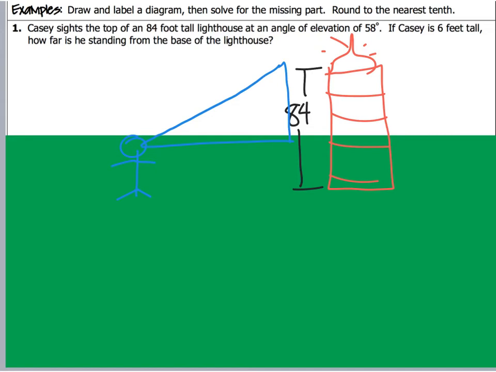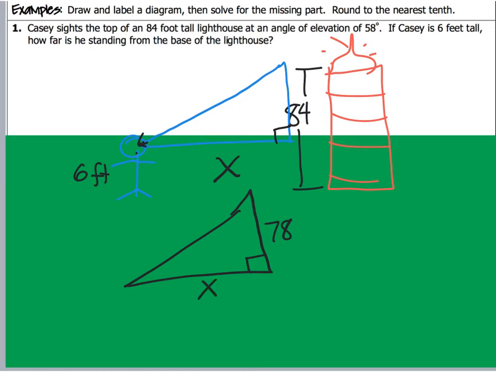Let's see. How far is he standing from the base? So then this is going to be this right here. This is his sight. All right, well, Casey is 6 feet. So we're going to have to subtract 6 feet from the lighthouse so that we can get a perfect triangle. So 84 minus 6 is 78. So from where he's standing, eye level to the top is only going to be 78. Okay. We want to know how far is he standing from it.